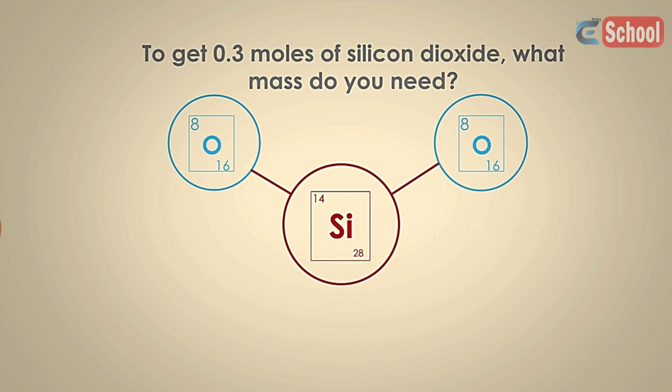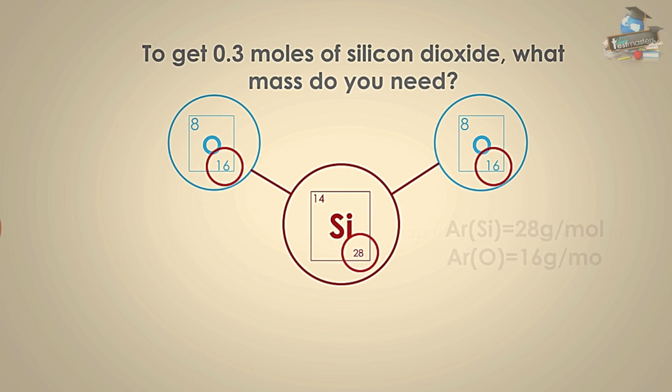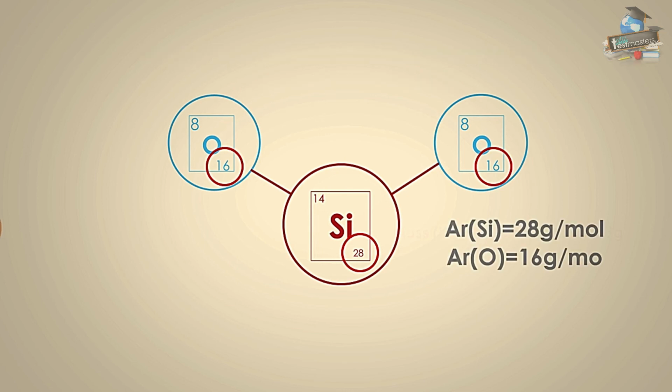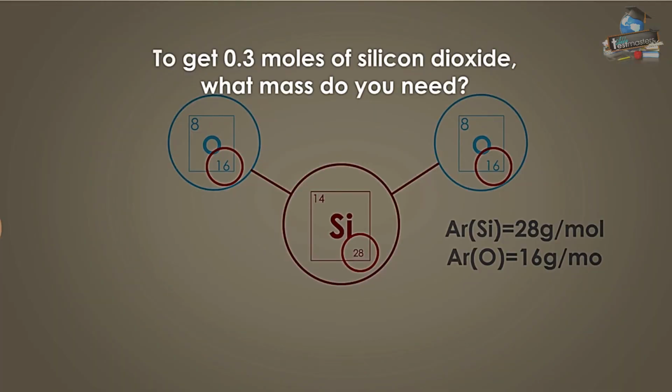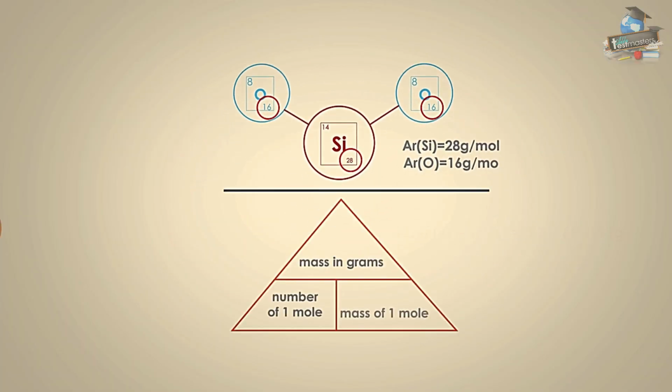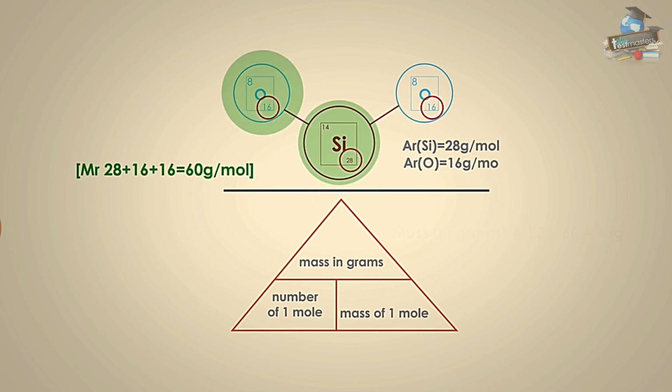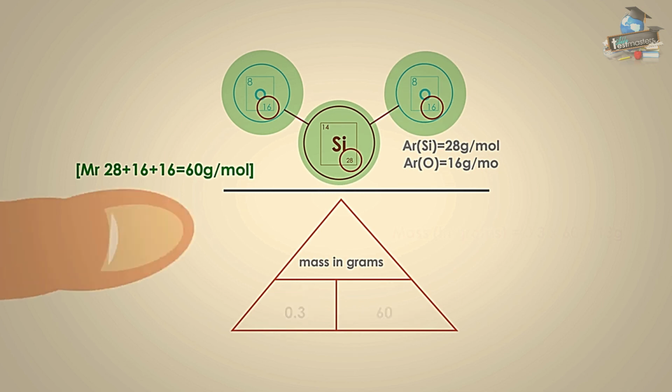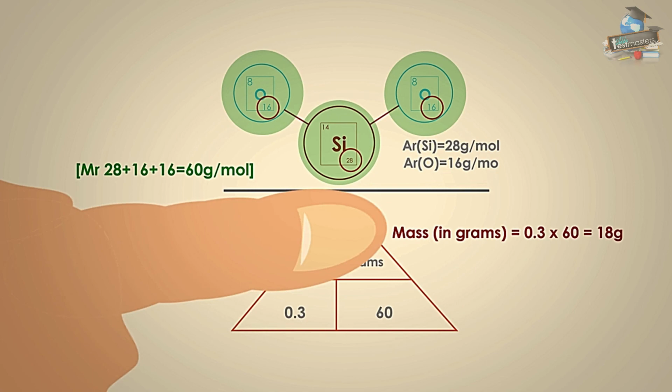The relative atomic masses of silicon and oxygen are 28 and 16 grams per mole. What mass do you need? Pause the video whilst you do your calculation. Ready for the answer? The Mr of silicon dioxide is 28 plus 16 plus 16, which is 60 grams per mole. You will need 18 grams of silicon dioxide to get 0.3 moles.